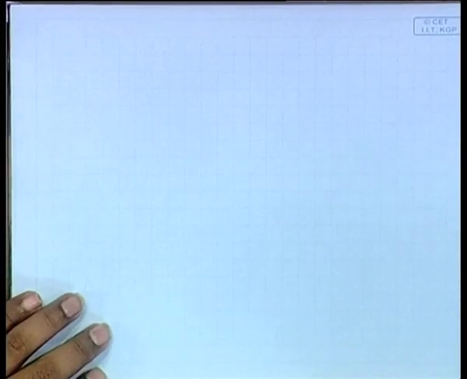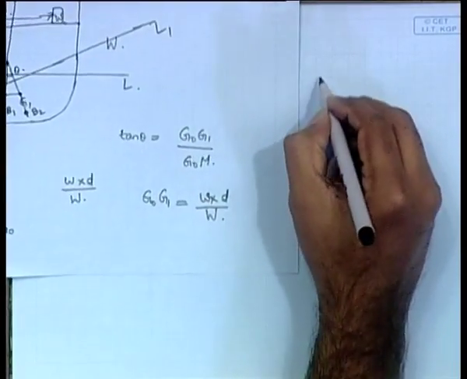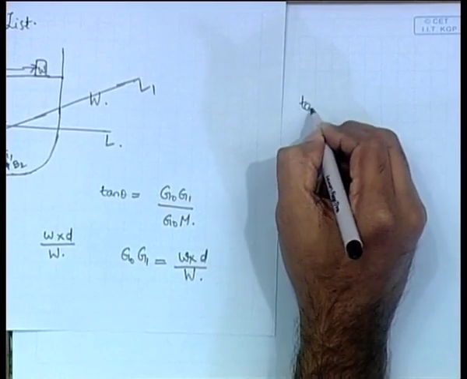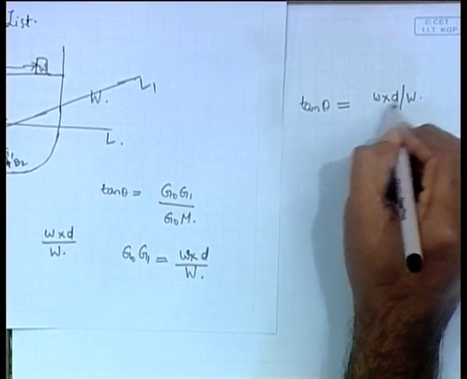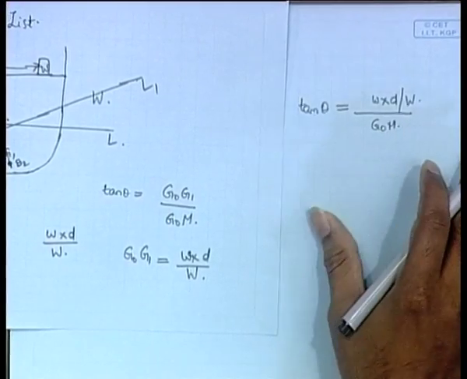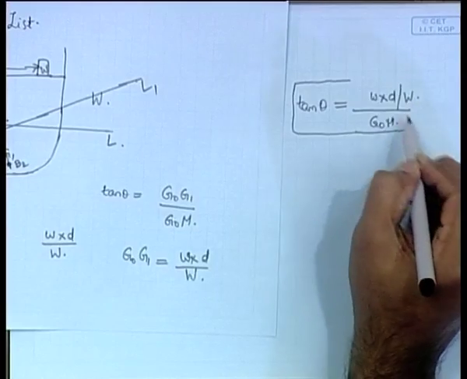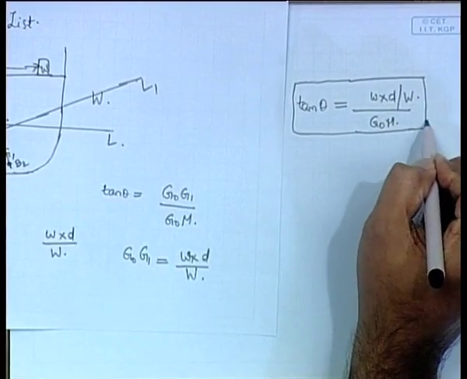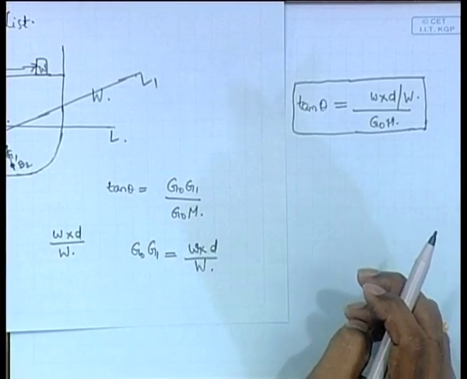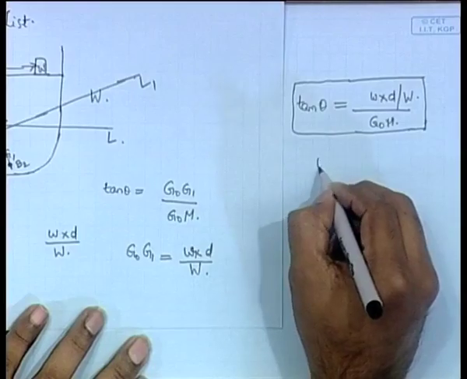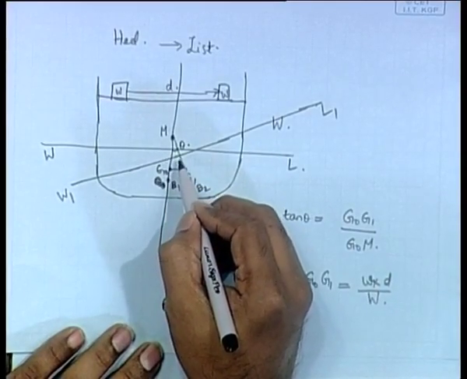Actually this is useful. Therefore, tan theta equals G0 G1, which is w into d by W, divided by G0 M. Now, this is a useful formula. Remember, there is a small change: this theta actually represents the heel only. This is the angle through which the body has heeled.